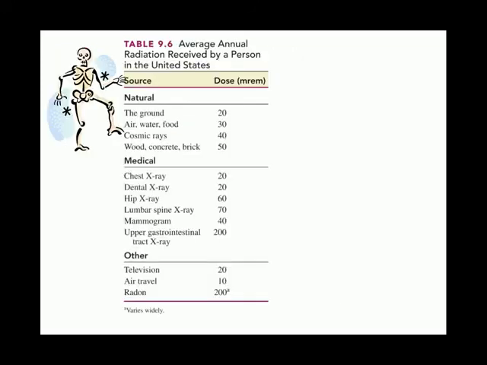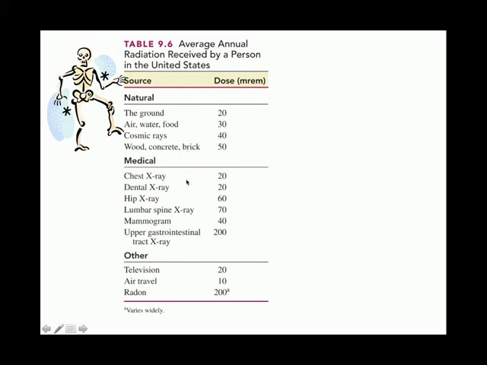Right, this is a nice table here to check out. The average annual radiation received by a person in the United States, in millirems, you notice. So natural background radiation in the ground, we have 20 millirems, air, water, food, 30, cosmic rays from the sun, 40, wood, concrete, brick, 50. They're again, small amounts of radioactive materials are just about everywhere.